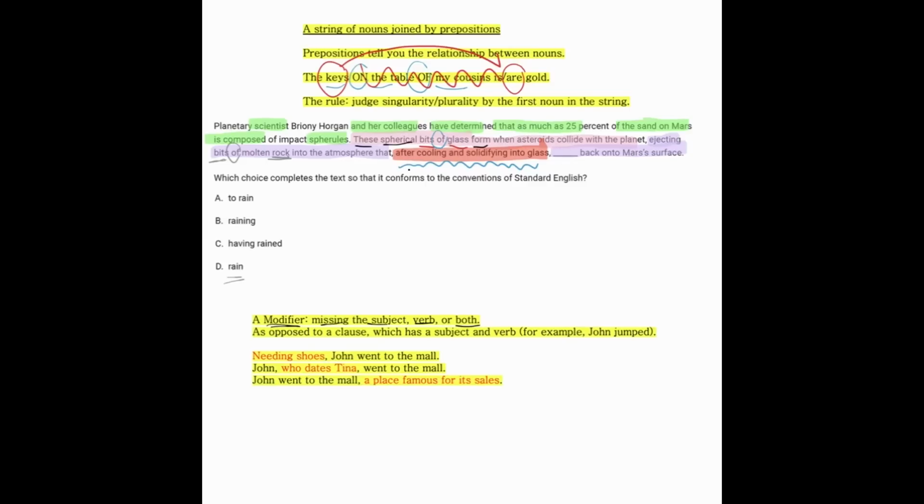But you can have modifiers in a row. You can also have one modifier within another. But generally, a modifier is something in the middle of a sentence that you can basically delete. So the main part of the sentence is these bits of glass form when asteroids collide with the planet. But on the side, we hear that that's ejecting bits of rock into the atmosphere that rain back onto Mars' surface. And even within that, we're hearing that these bits, after cooling and solidifying into glass, rain back onto Mars' surface. So in any case, the answer here is D.